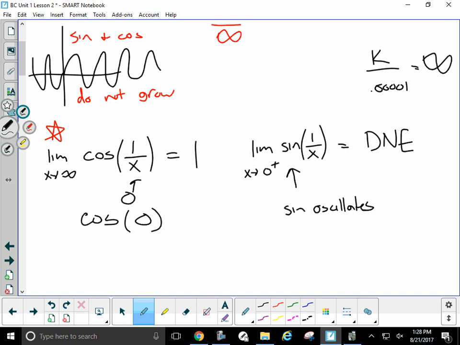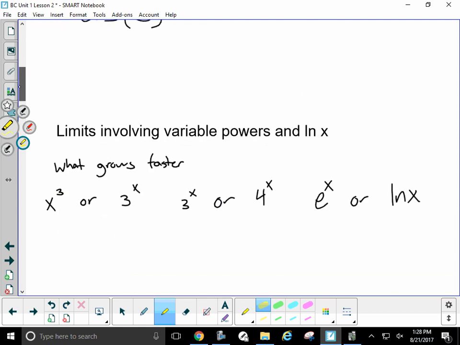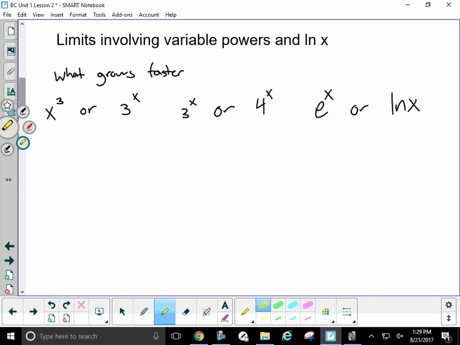Because it's cosine of 0. This is the sine of infinity. Notice this is different from that. I just kind of threw something different at you. Not asking you about a horizontal asymptote there. Okay. Now we have to look at other types of functions and their growth rates.